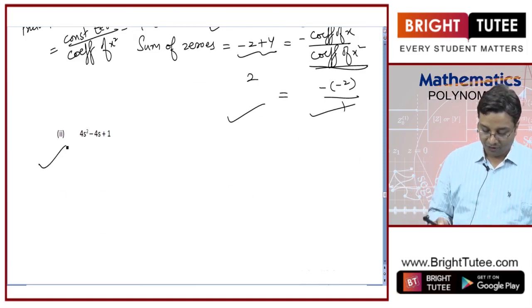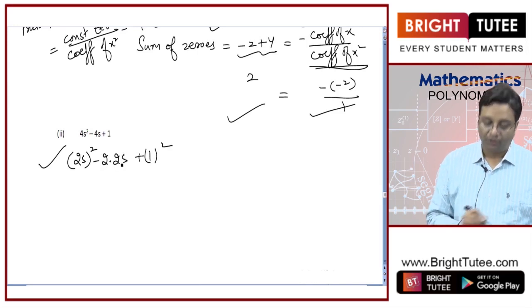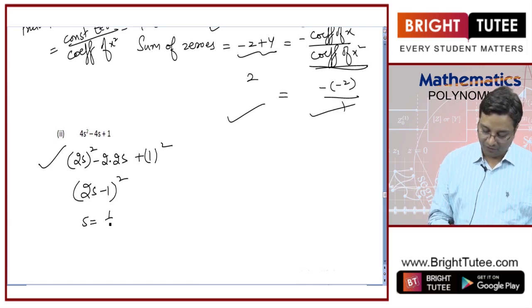For this question, what you can do is, again you should factorize it, right? Otherwise, if you notice, it can also be written as 2s squared plus 1 square minus of 2 into 2s, right? So this is nothing but 2s minus 1 whole square. So s will be equal to 1 by 2, 1 by 2, right?